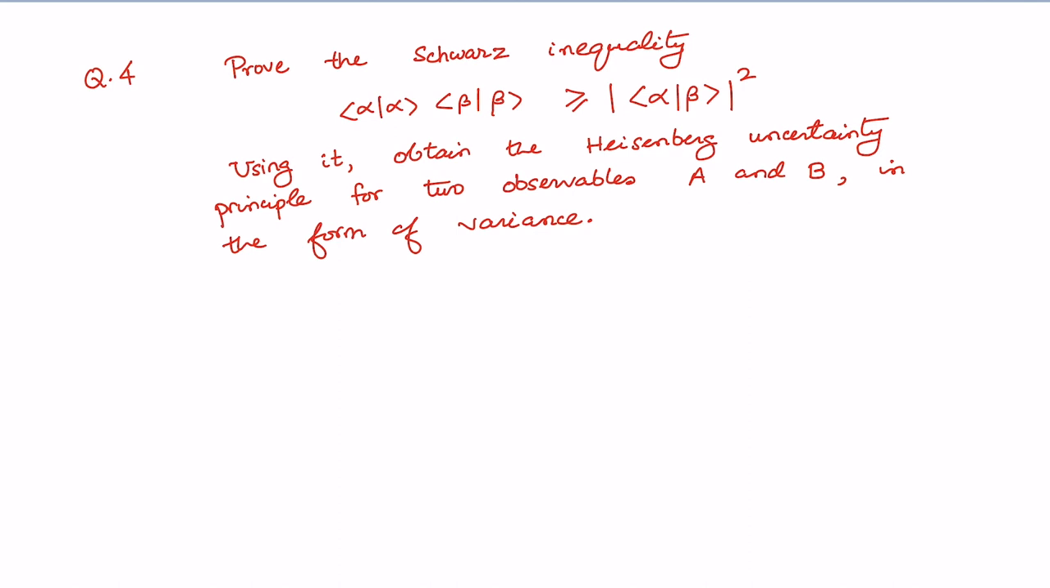As a final problem, let us work out this problem. You have to prove the Schwarz inequality, and using it obtain the Heisenberg uncertainty principle for two observables A and B in the form of variance. We encountered variance in the context of the Duan criterion that we have discussed, and the Heisenberg uncertainty principle actually plays a very important role when we discuss continuous variable entanglement. So let us work it out.